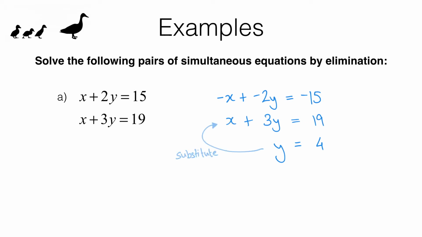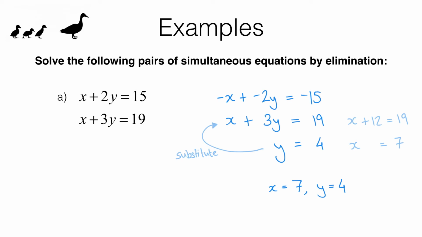So I'm going to have x plus 3 lots of y, so 3 lots of 4, which is 12, and that must equal 19. So that's x plus 12 equals 19. And solving that equation, I get x equals 7. So our solution set to this pair of simultaneous equations is x equals 7, y equals 4.